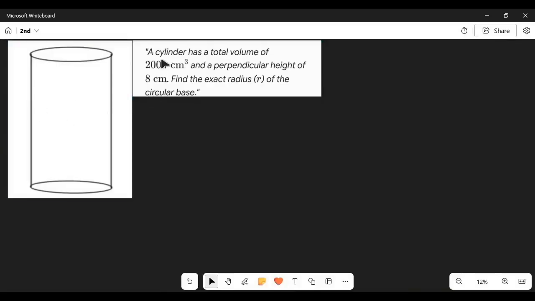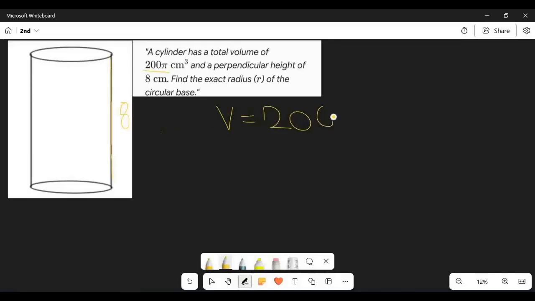And this diagram. The question is: a cylinder has a total volume of 200 pi cm cube and a perpendicular height of 8 cm. Find the exact radius of the circular base. So let's just draw the height. The height would be this one and 8, and the volume is 200 pi. Okay, let's just do the equation. Volume is 200 pi.